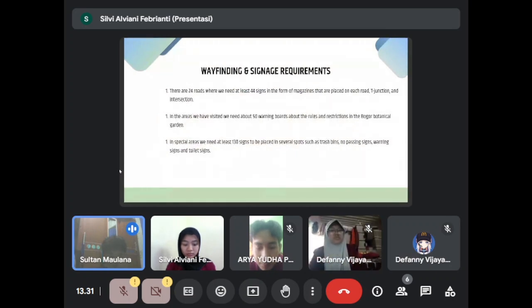And this is for wayfinding and signage requirements. First, there are 20 roads where we need at least 45 signs in the form of street signs placed on each road, junction and intersection. Next, in the area we have decided we need about 50 warning boards about the rules and restrictions in the Bogor Botanical Garden. And last, in special areas we need to list 113 signs to be placed in several spots such as trash bins, facing signs, warning signs, and toilet signs. Next, please.